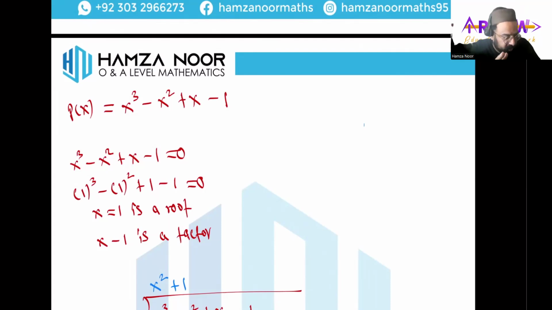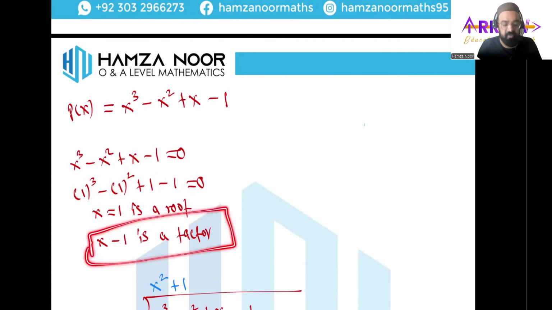Okay, so you need to show the steps that you are substituting x equals 1 into this cubic equation so that the whole outcome of this equation is equal to 0. So 1 cubed minus 1 squared plus 1 minus 1, this whole thing is equal to 0. Therefore, x equals 1 is a root and x minus 1 is a factor.